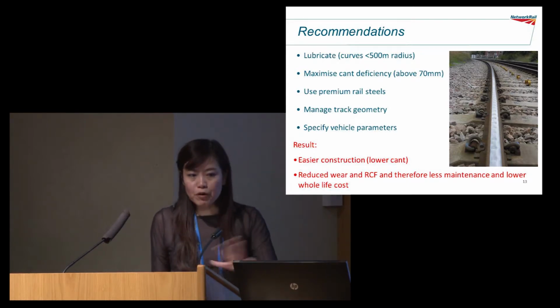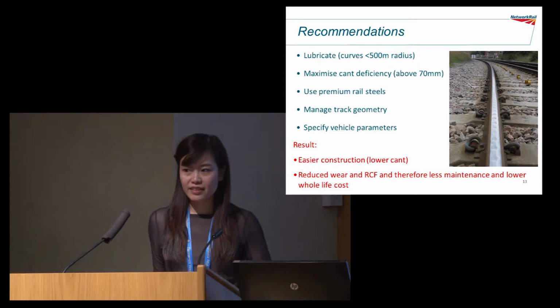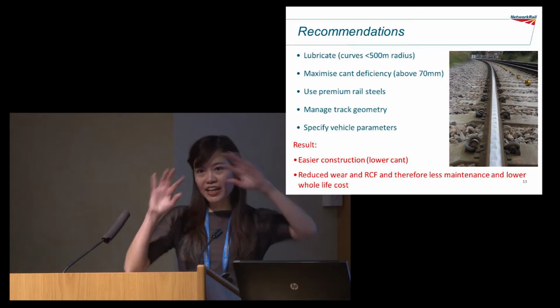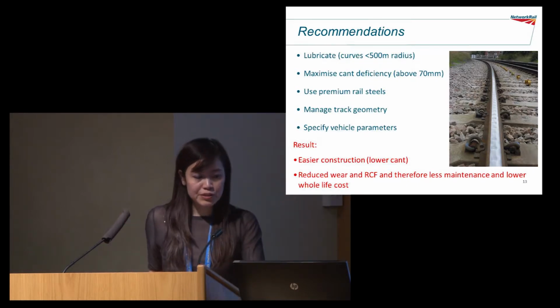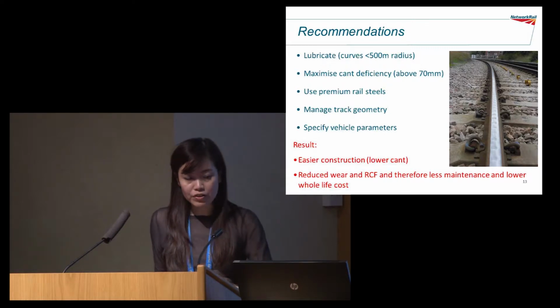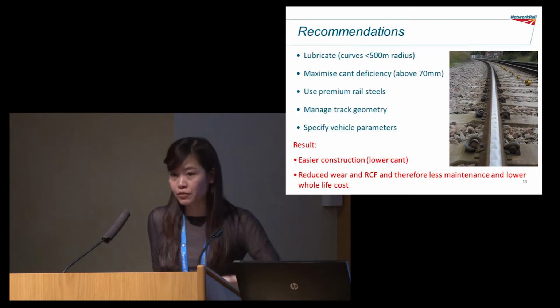So the result from all these studies is that it's easier construction because we have lower cant. It helps with the gauging issue as well with lower cant. And also we reduce the wear and RCF damage on the rail, and therefore less maintenance and lower whole life cost for the whole layout.